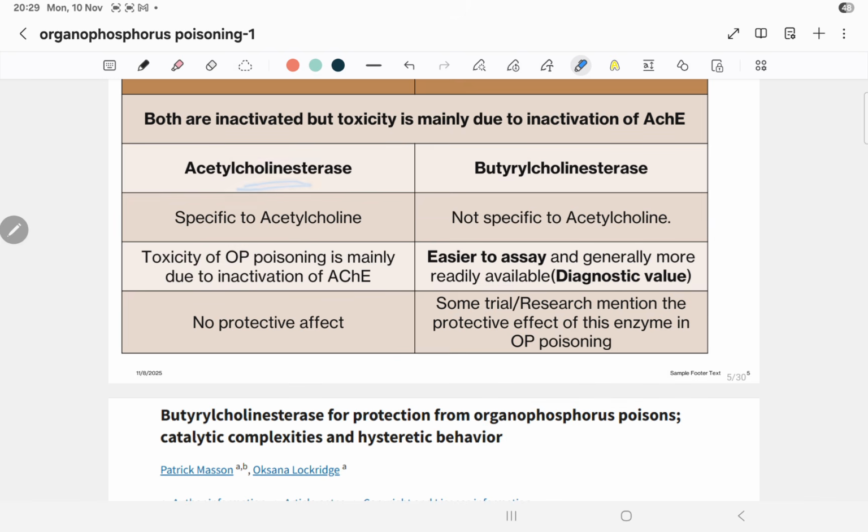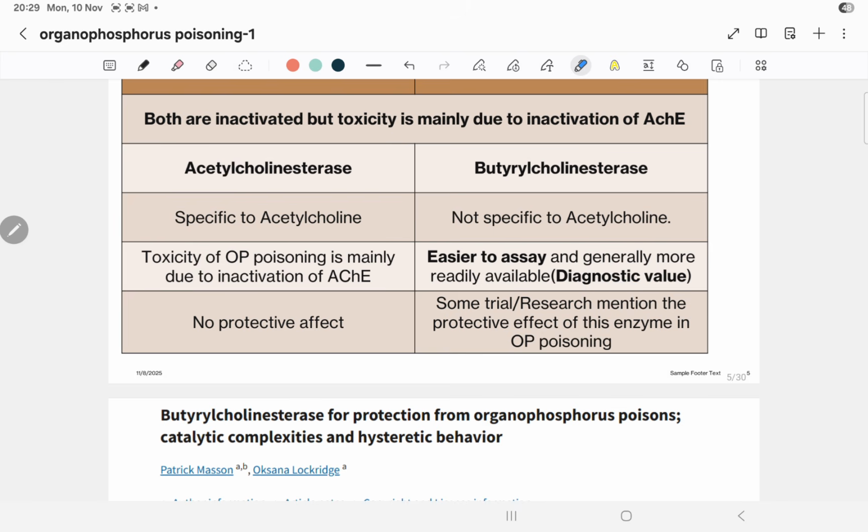Acetylcholinesterase is more important in terms of OP poisoning, then why are we not measuring acetylcholinesterase? The reason is that acetylcholinesterase is present on the surface of RBC. So this is RBC. Acetylcholinesterase is present here, but butyrylcholinesterase is present in plasma. So it is more readily accessible, right? That is why it has more diagnostic value.